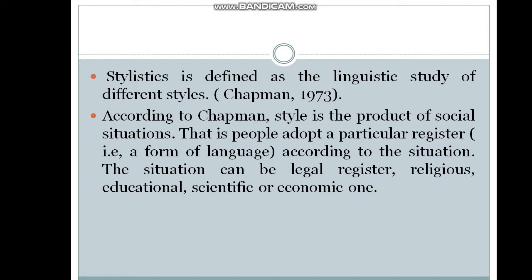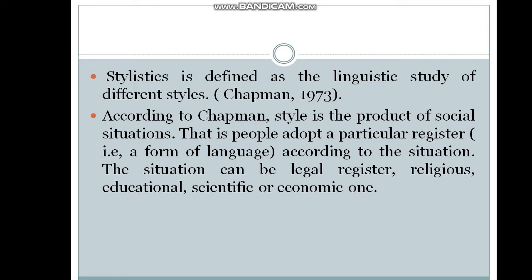It is linguistics. The tools, methods and approaches of linguistics are going to be applied for the study of different styles. Therefore, according to Chapman, style is the product of social situations, that is, people adopt a particular register, a form of language, according to the situation. The situation can be legal, religious, educational, scientific, economic, etc. So the variety of language according to the situation is called a register.